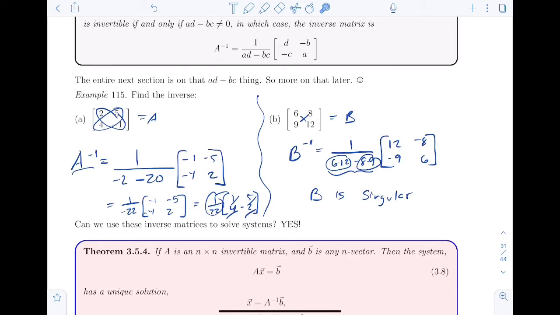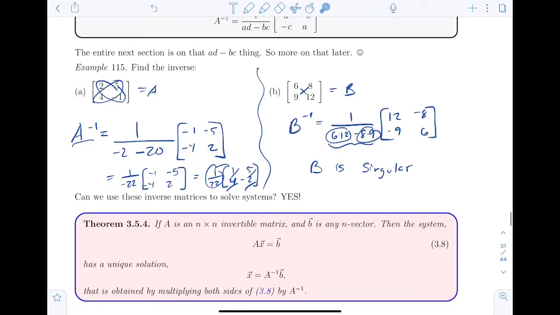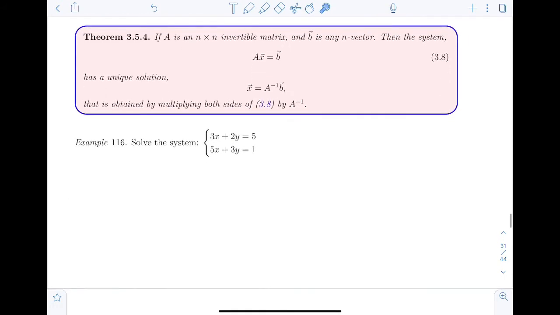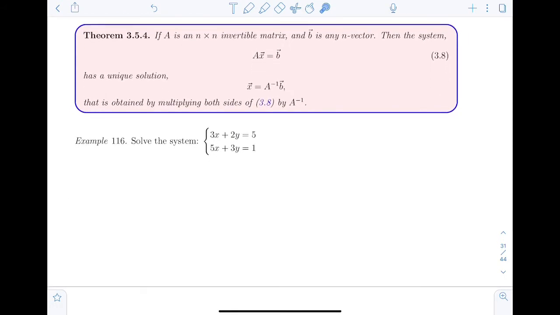Okay. Now, before we get to the n by n case, which we'll get to, I want to talk about how we're going to use these because this is very helpful for us. All right. So theorem 354 says, if A is an n by n invertible matrix and B is any n vector, then the system AX equals B, we talked about that being the matrix form of the system, has a unique solution, X equals A inverse B, all right? That is obtained by multiplying both sides of this line by A inverse, right? And that's very easy to look at.